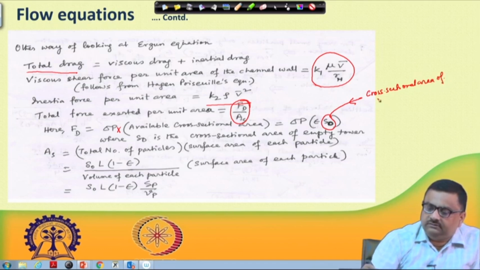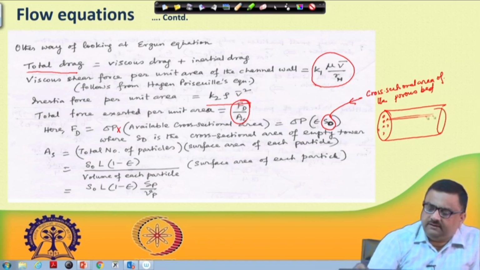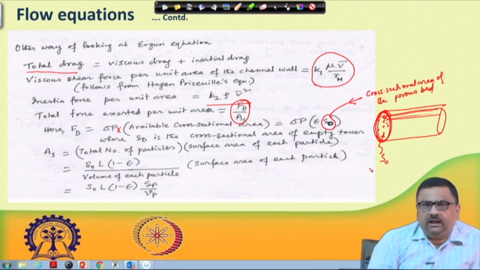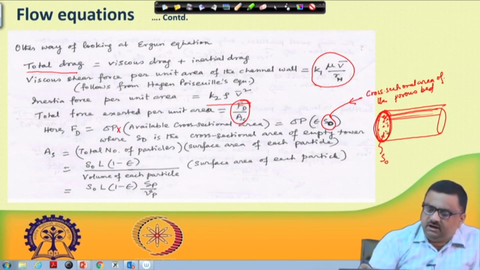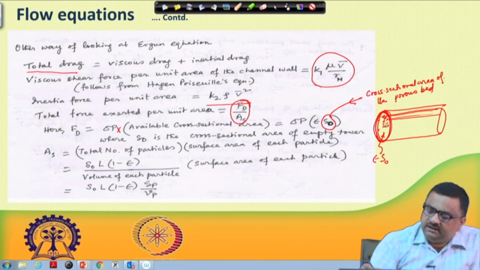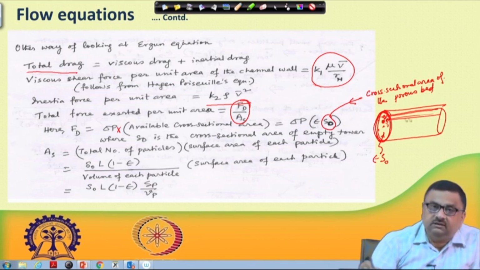That means the available cross sectional area would be, if S0 is the cross sectional area of the porous bed. So, if this is the porous bed we are talking about, we said that this porous bed can be thought of as multiple capillaries bundled together, and in between there is some solid phase. If this entire cross sectional area is called S0, and this S0 is multiplied by epsilon, the porosity, then you get the cross sectional area available for flow, that means the holes through which the fluid can flow.